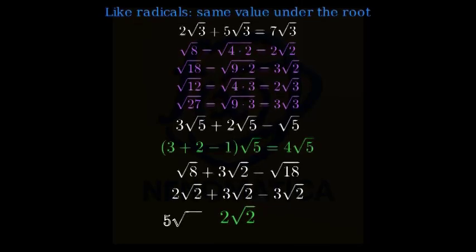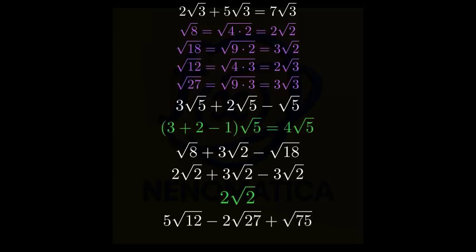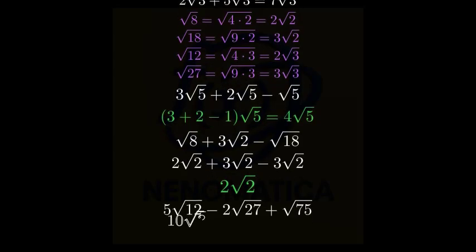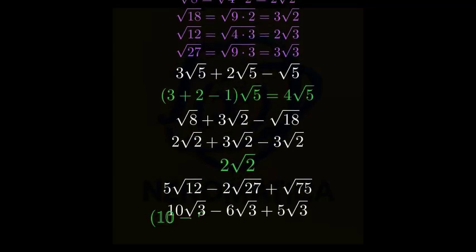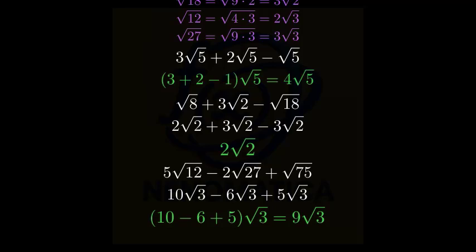Example 3. 5 root 12 minus 2 root 27 plus the square root of 75. Simplify each. 10 root 3 minus 6 root 3 plus 5 root 3. Now, add coefficients. 10 minus 6 plus 5 equals 9. So we get 9 root 3.